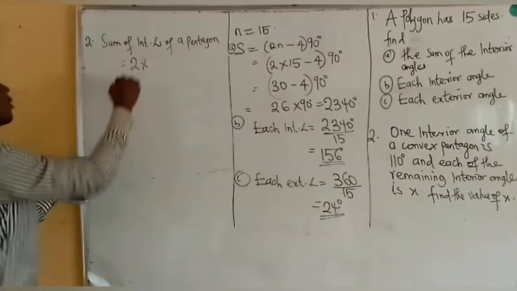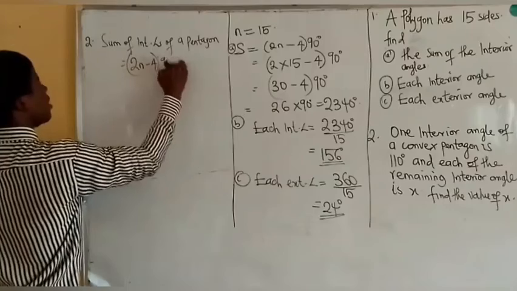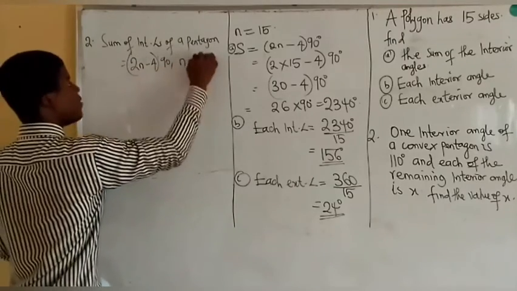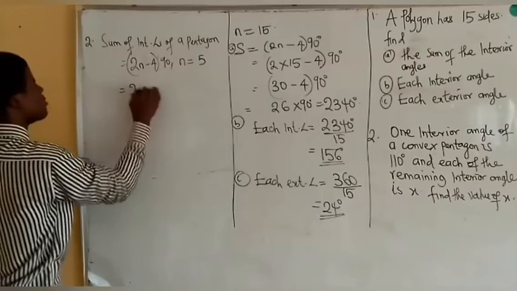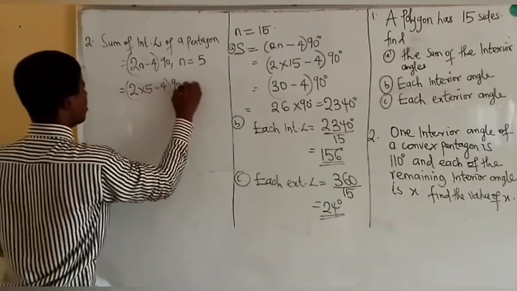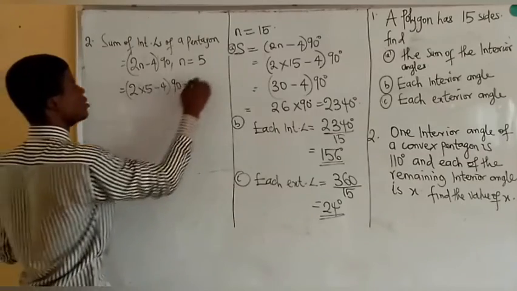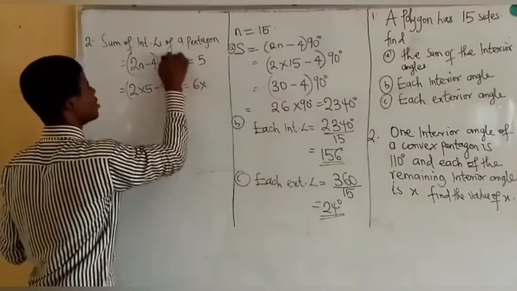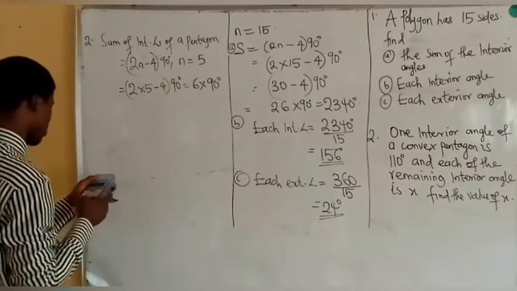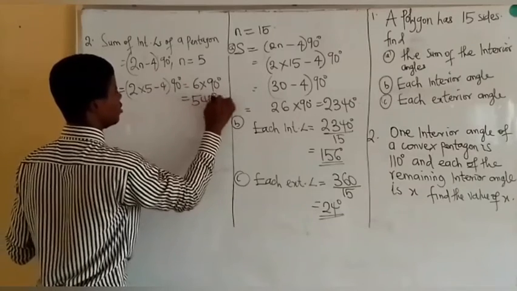The sum of interior angles is 2n minus 4 times 90. In this case, n is 5, because a pentagon is a plane figure with 5 sides. So I go 2 times 5 minus 4 times 90. 2 times 5 is 10, and 10 minus 4 is 6. So this is 6 times 90 degrees, which will give me 540 degrees.